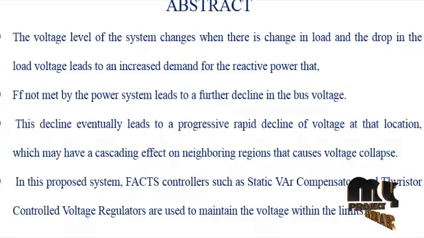In this proposed system, FACTS controllers such as the static var compensator, commonly called SVC, and the thyristor controlled voltage regulator, commonly called TCVR, are used to maintain the voltage within limits. SVC will either supply or extract reactive power, and the TCVR will inject a series voltage at the load end. So as to avoid voltage collapse, smooth variation of reactive power is possible by controlling the firing angle of the thyristors.